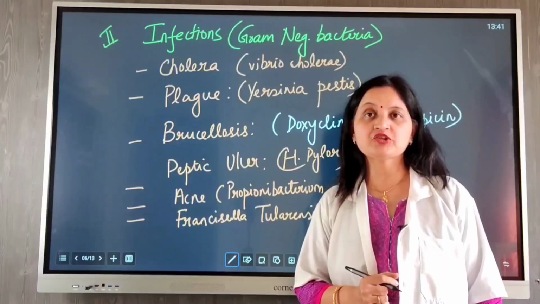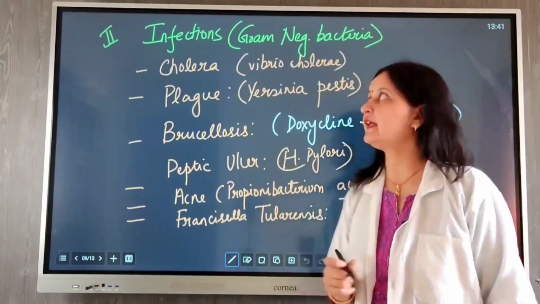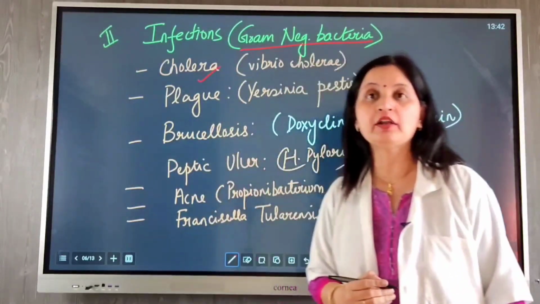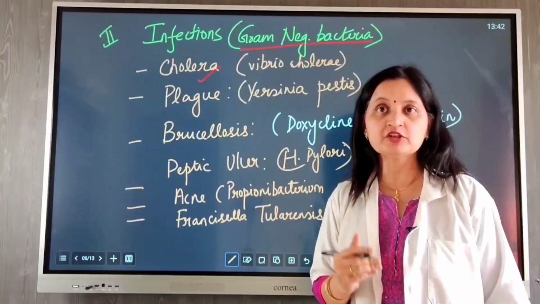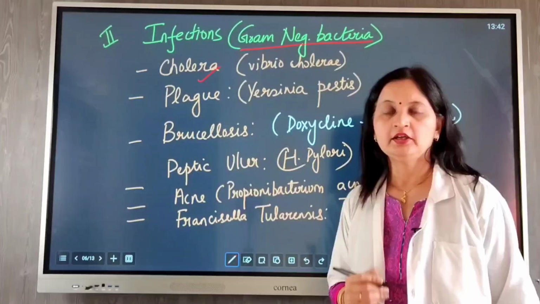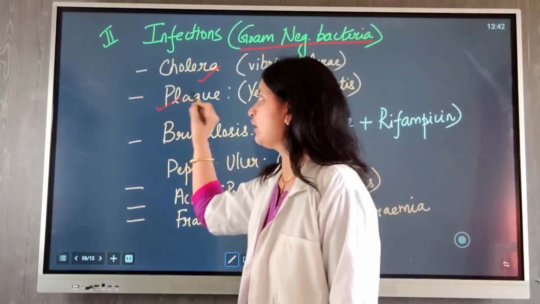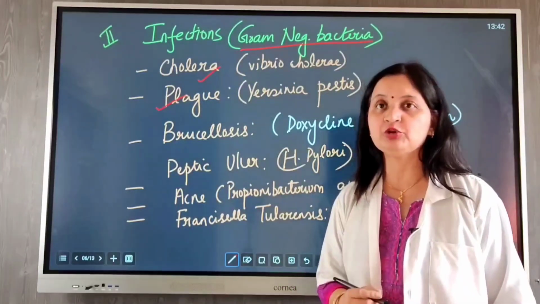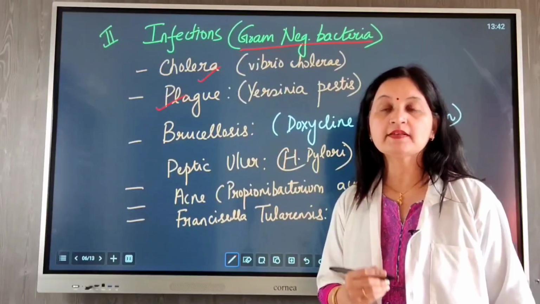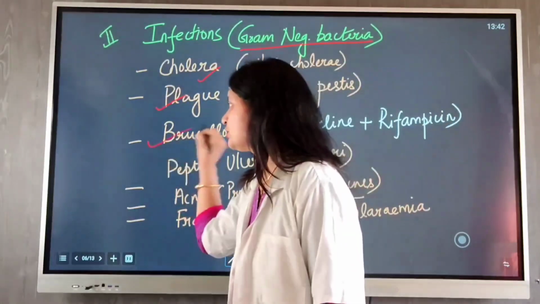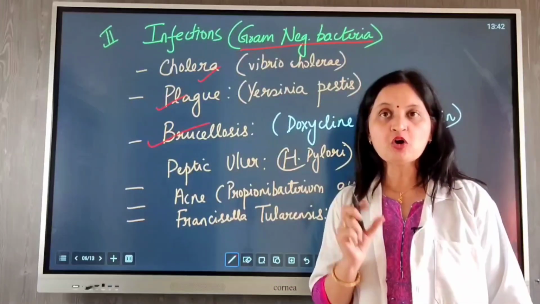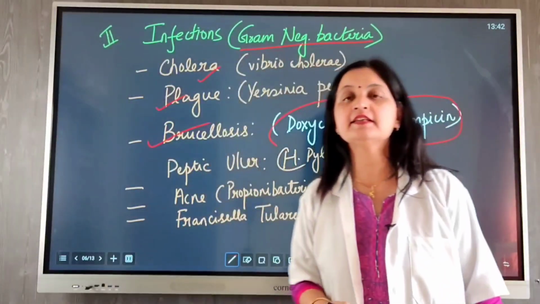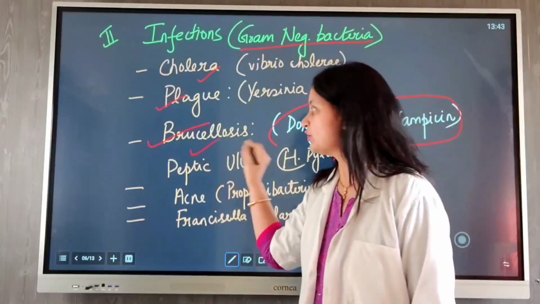The next category of infections where tetracyclines are effective are infections caused by gram-negative bacteria. For example, cholera, which is caused by Vibrio cholerae, where tetracyclines reduce the volume of the stool and duration of diarrhea. Tetracycline is also effective in plague, which is caused by Yersinia pestis. Both bubonic and pneumonic plague respond effectively to tetracycline. Tetracycline is highly efficacious in the treatment of brucellosis, and the therapy of choice is doxycycline and rifampicin. So the combination of doxycycline and rifampicin is preferred in the management of brucellosis.